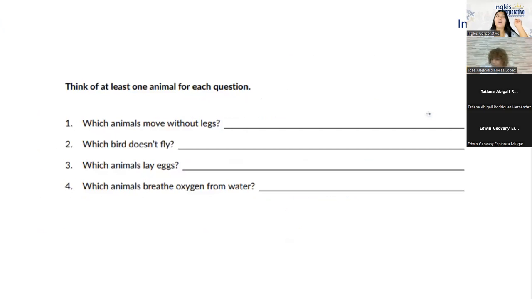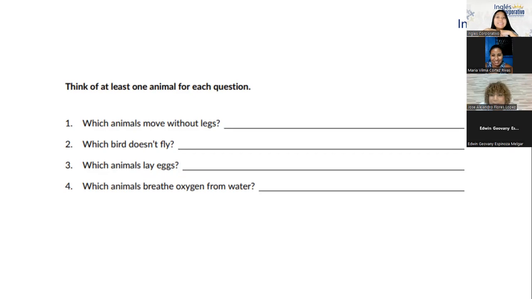Yes. Excellent. All right. So now, let's see. This one is for you to think right now. Which animals move without legs? A cat. Dogs. Without. Sin sus piernas. Snake, worm, porque vuelan, fly. Oh, no, but they have legs, pero ellos sí caminan. Okay, what other animal? La culebra, pero snake.